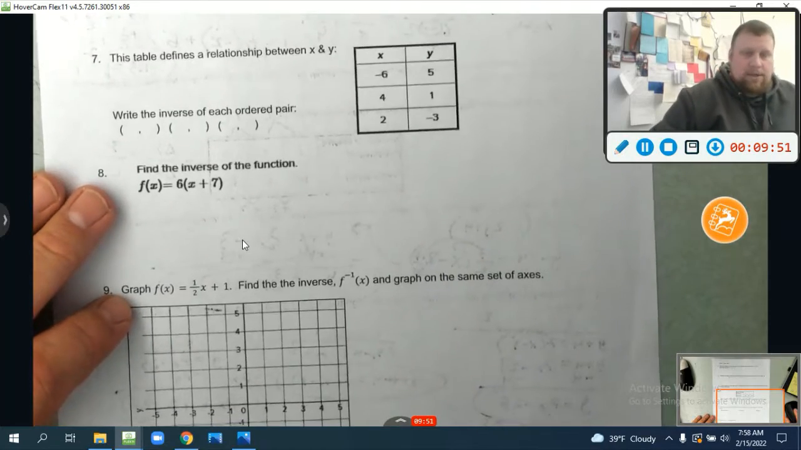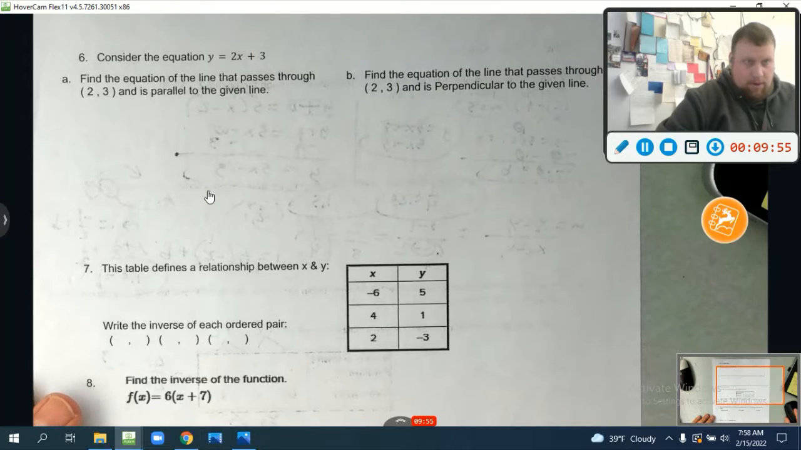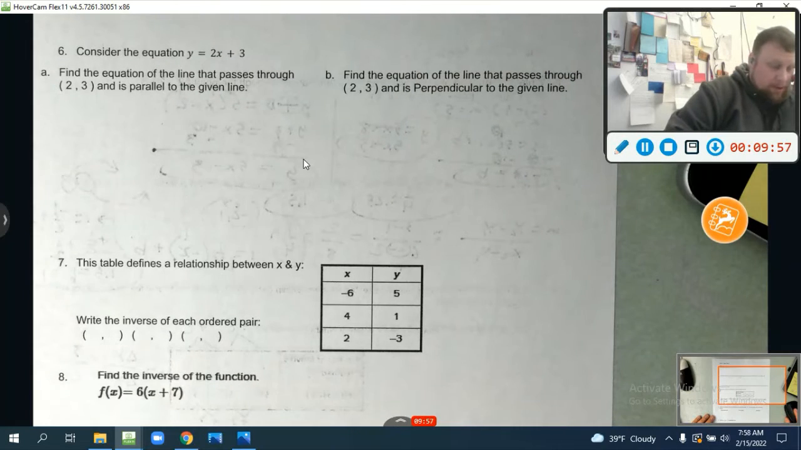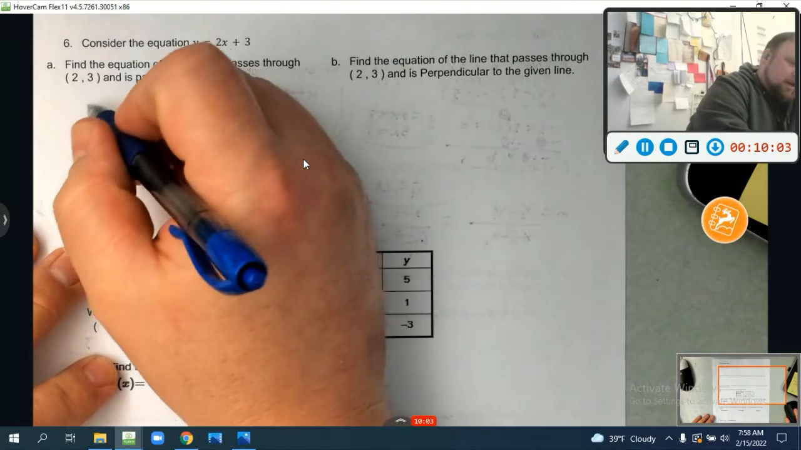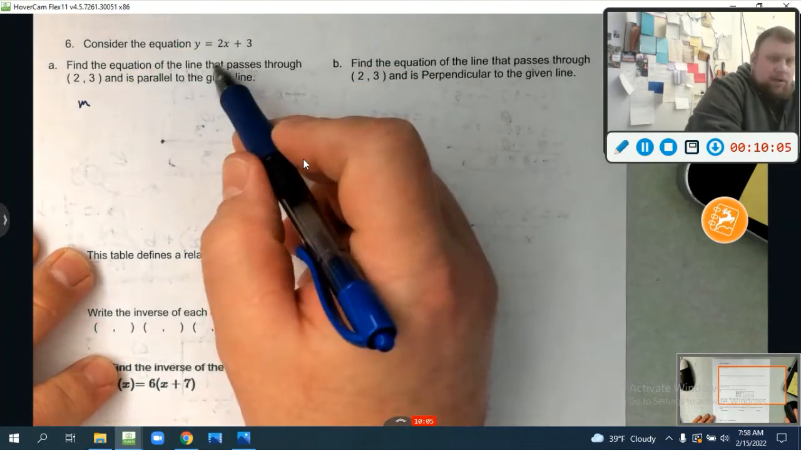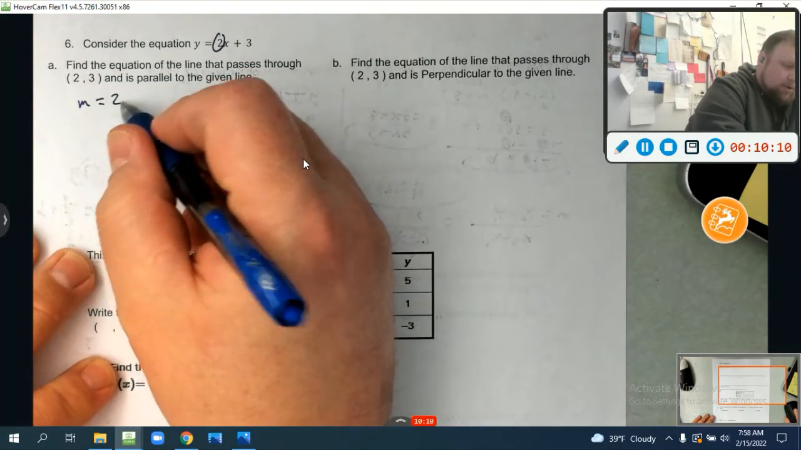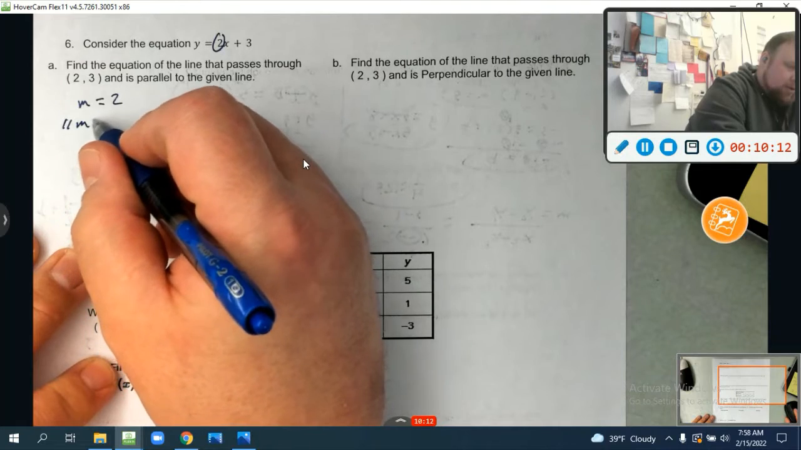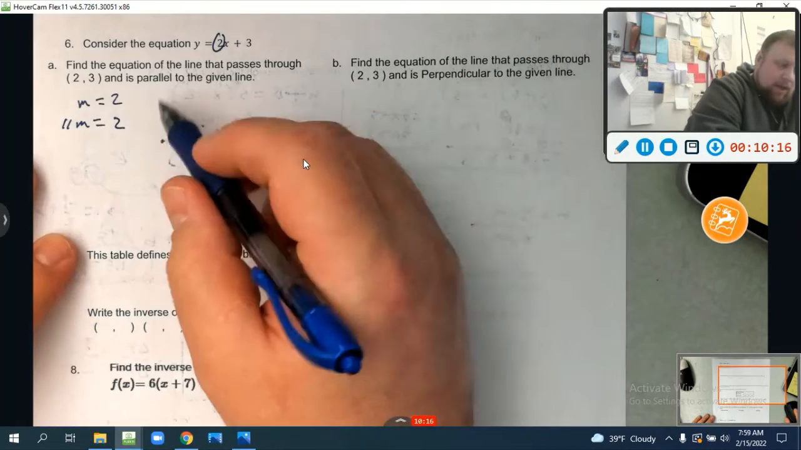Consider the equation, let's look up top here: y equals 2x plus 3. Find the equation of the line that passes through (2, 3) and is parallel to the given line. Well, don't forget, look up here, this is my slope, right? Y equals mx plus b. So if my slope equals 2, my parallel slope is the same. It's still 2, okay? And then they've given me the point (2, 3).